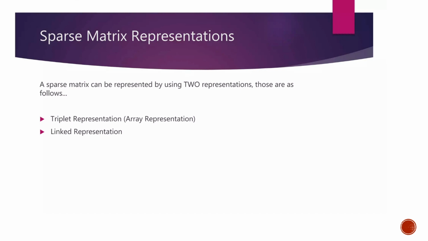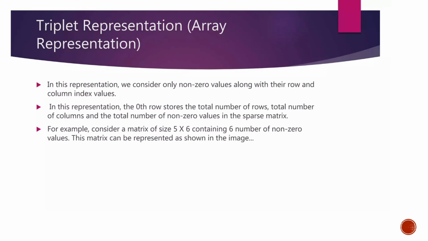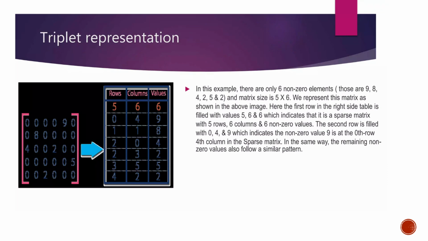In a triplet representation of a matrix, in the first two values, we will store the row and the column, which is the location in the matrix. And in the third, we are going to store the element, that is the data. For example, consider a matrix of size 5 into 6, containing 6 non-zero values. This matrix can be represented as shown in the figure.